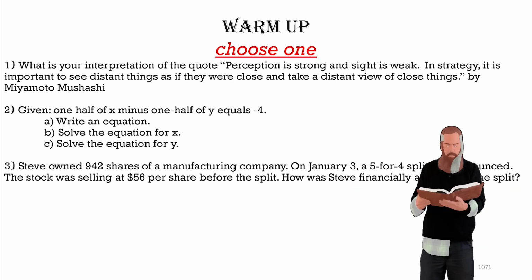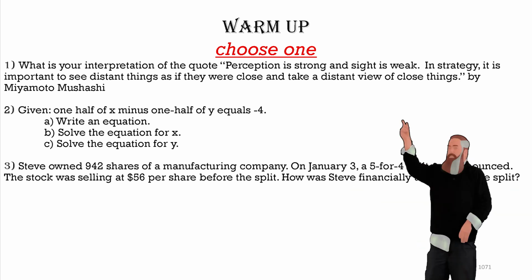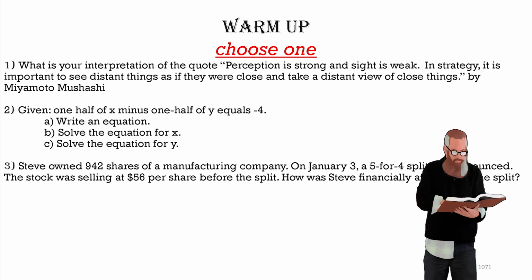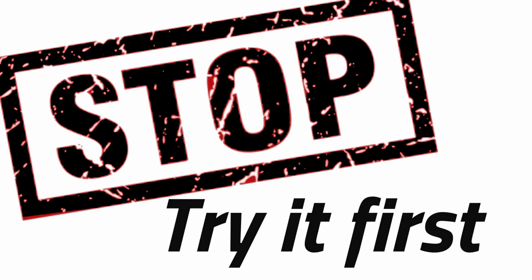Now, let's take a look at a problem you will be able to do by the end of this lesson. Steve owned 942 shares of a manufacturing company. On January 3rd, a 5-for-4 split was announced. The stock was selling at $56 per share before the split. How was Steve financially affected by the split?